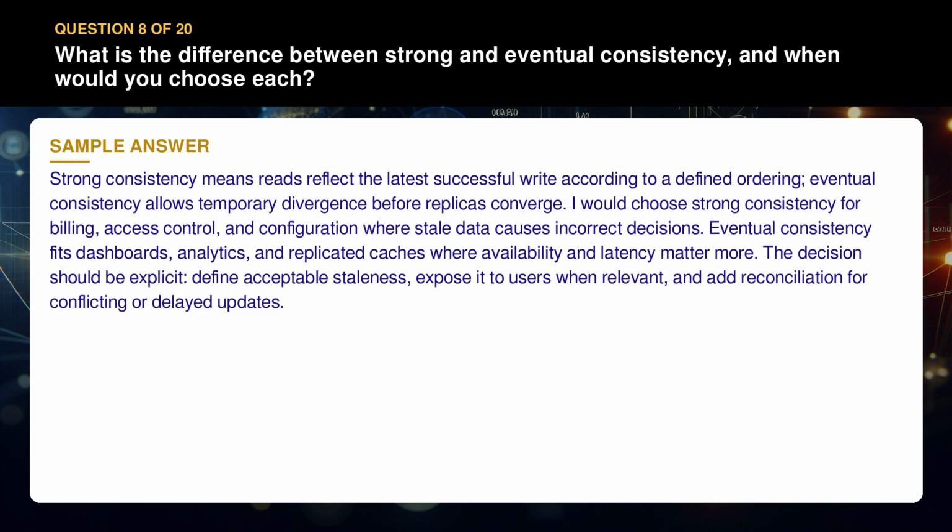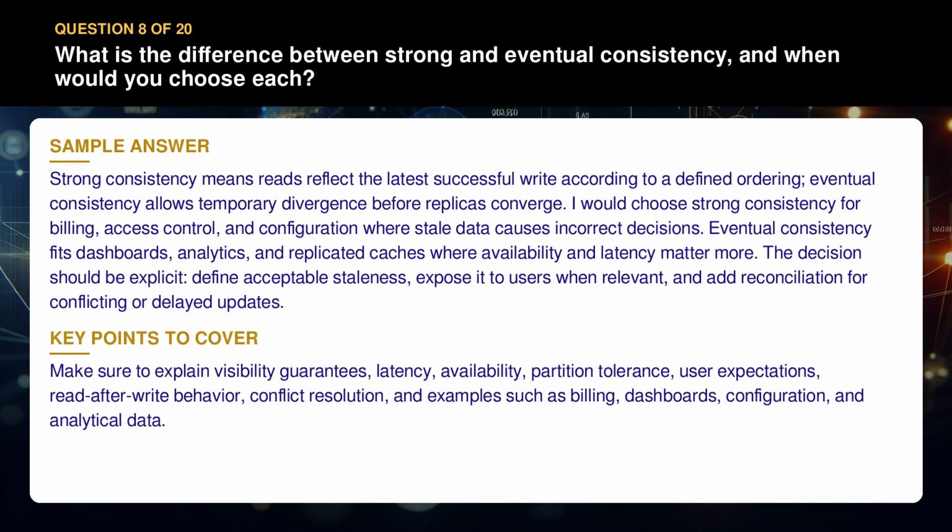The decision should be explicit. Define acceptable staleness, expose it to users when relevant, and add reconciliation for conflicting or delayed updates. Make sure to explain visibility guarantees, latency, availability, partition tolerance, user expectations, read after write behavior, conflict resolution, and examples such as billing, dashboards, configuration, and analytical data.